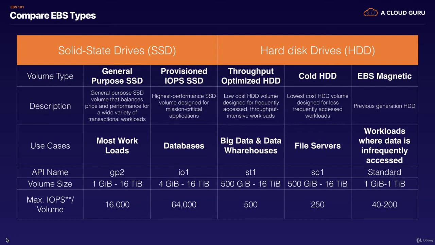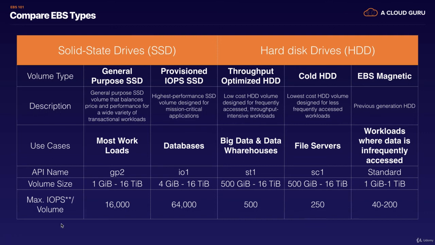So general purpose SSD is GP2, and it's suitable for workloads up to 16,000 IOPS per volume. If you start going above 16,000 IOPS, you're going to need to go over to provisioned IOPS. Provisioned IOPS SSD is the highest performance SSD volume, and it's designed for mission critical applications. So your workloads here will be databases. And the good thing about provisioned IOPS SSD is it's capable of going up to 64,000 IOPS per volume.